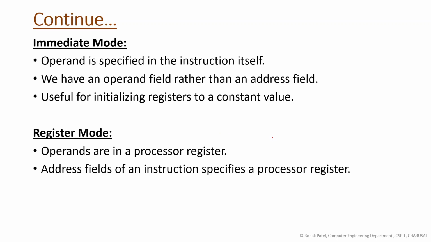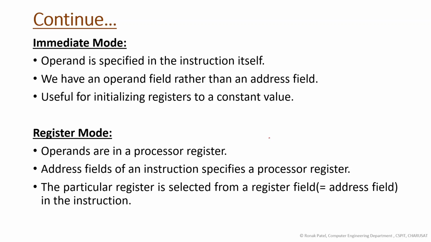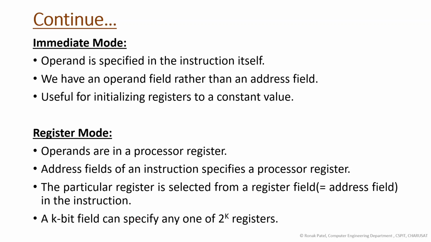Likewise, the particular register is selected from a register field, right? Which is actually an address field, we say, right? But as we are mentioning a register, we will call it a register field. A k-bit field can specify any one of 2 raised to k registers. So if you have 3 bits, then you can specify 8 registers, any of the 8 registers.